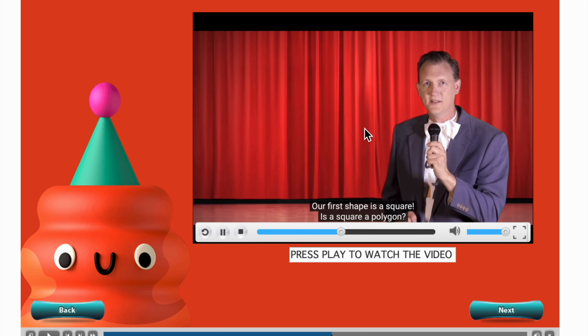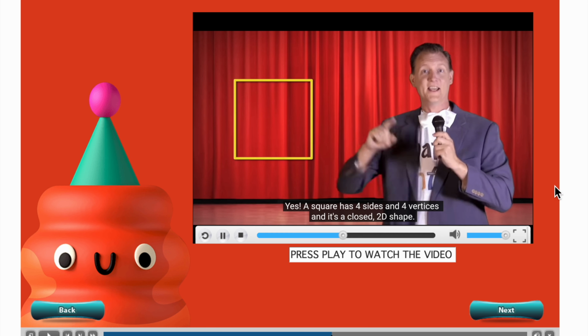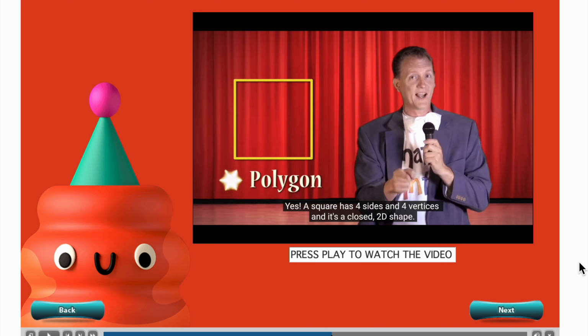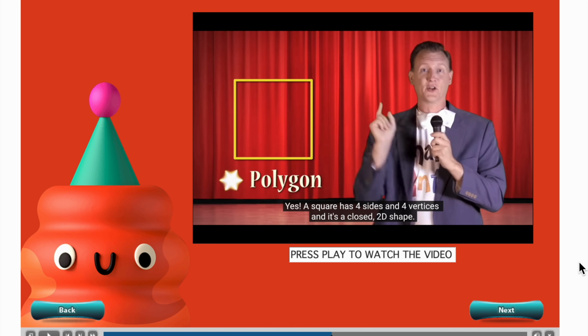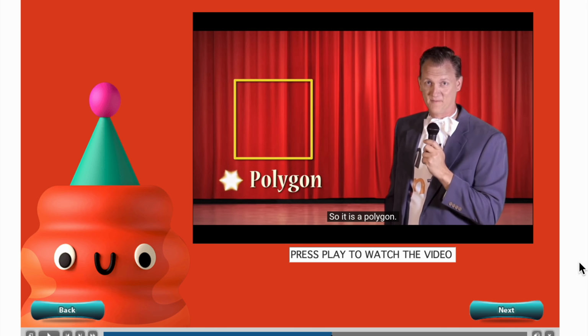Our first shape is a square. Is a square a polygon? Yes. A square has 4 sides and 4 vertices, and it's a closed 2D shape. So it is a polygon.